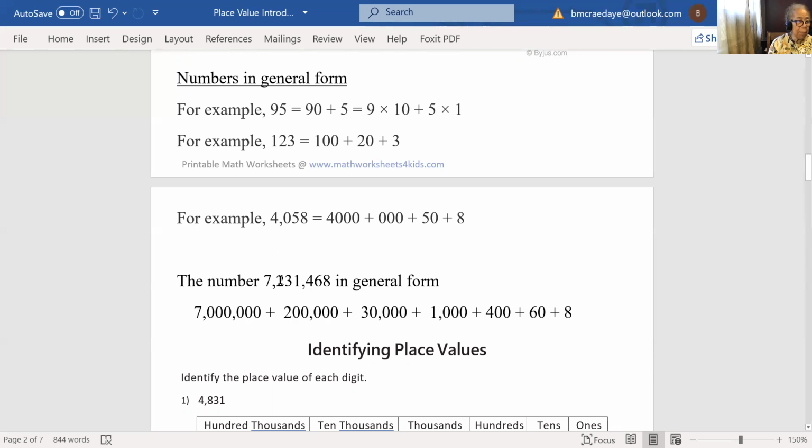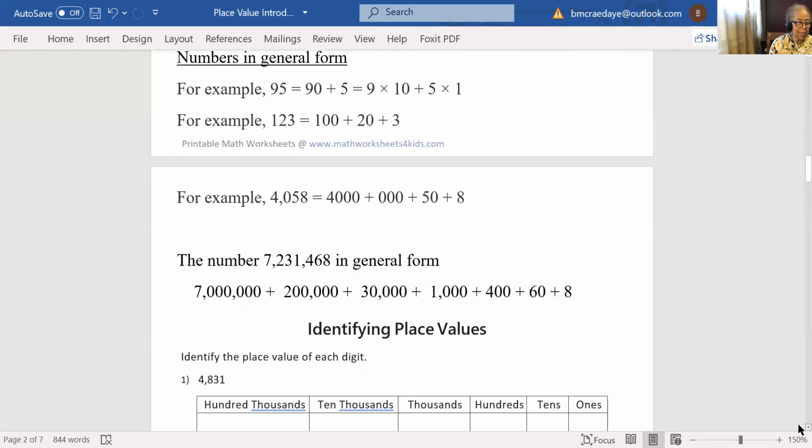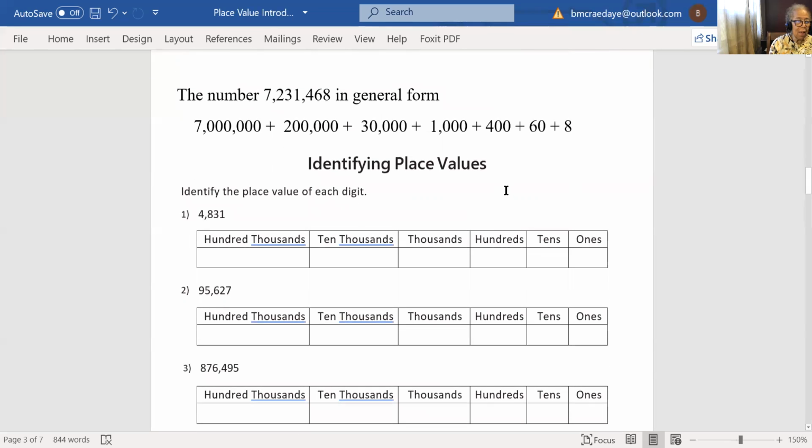The 2 represents 100,000. So 2 times 100,000 is 200,000. And the 7 represents a million. So 7 times 1 million is 7 million. And that's the way our number looks in the general form. Now, let's just take some exercises. And I hope you can actually put them in, identifying place values.